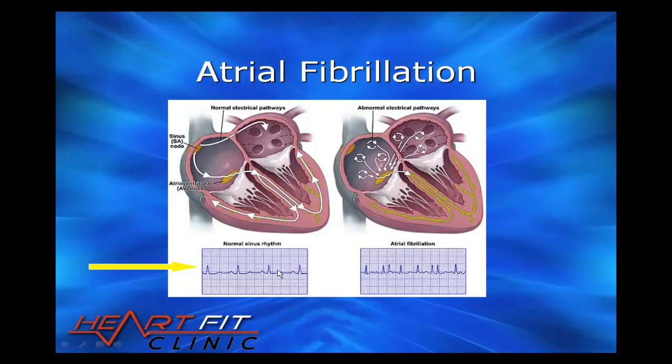Well, then on the right, we see an abnormal pathway where the natural pacemaker is not doing its job, which results in a chaotic atria contracting. Some contract normally, where some contract too rapidly, and it is basically what we call fibrillating. And that's not such a good thing, of course.